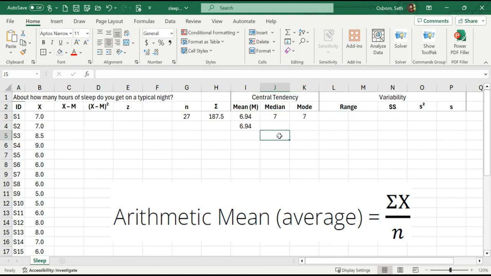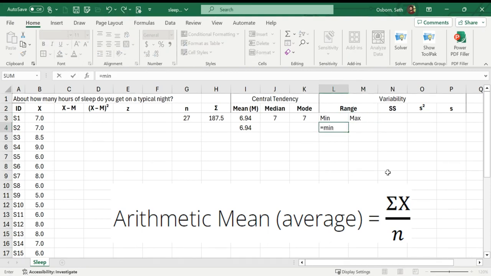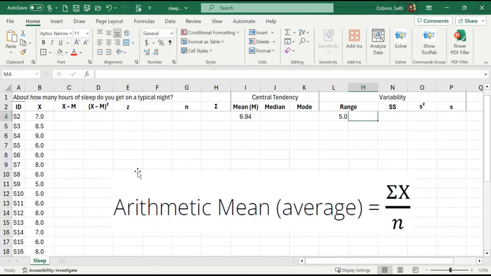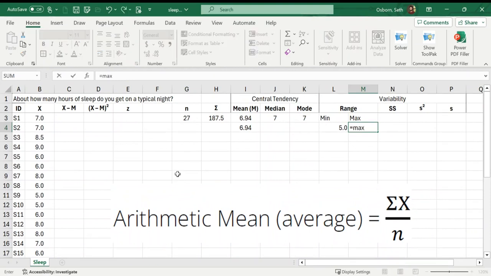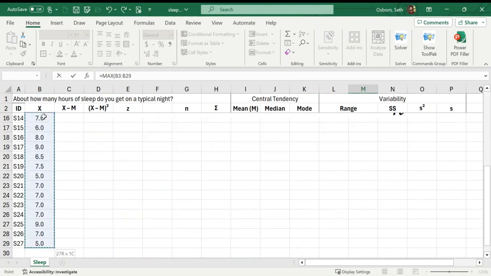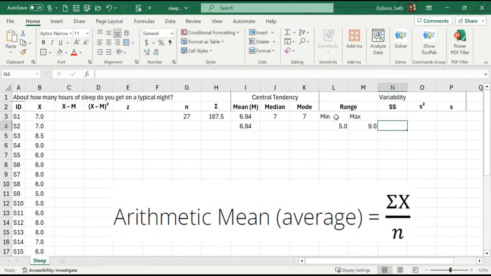Okay, on to some measures of variability. To find the range, one thing you can do is calculate the minimum and the maximum. The function MIN will find the minimum value in a particular range. And the function MAX will find the maximum value in a particular range. Okay, so these scores range from 5 to 9.